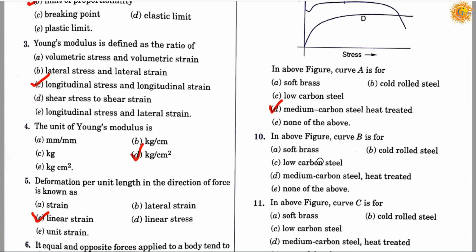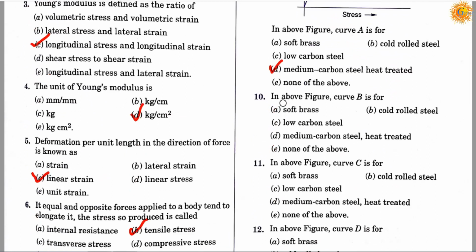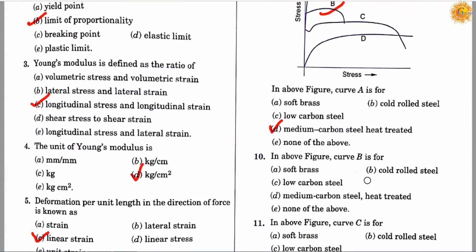Okay, question number 10. It also belongs to the above figure. In the above figure, curve B is for: option A, soft brass; option B, cold rolled steel; option C, low carbon steel; option D, medium carbon steel heat treated; and option E, none of the above. Because it's talking about curve B, it means this curve, it belongs to B, cold rolled steel.